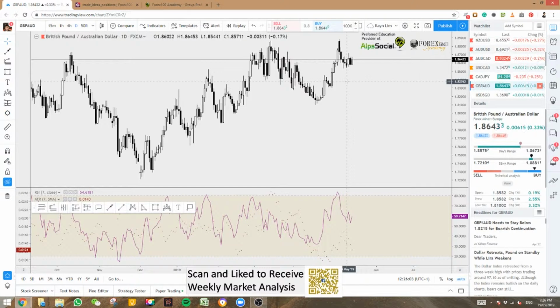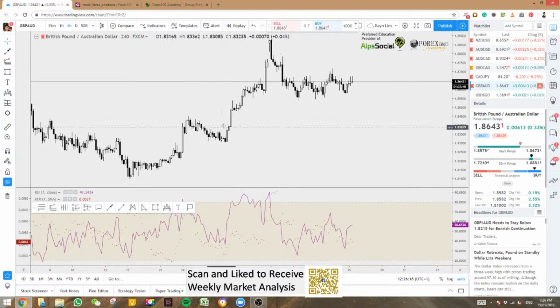On the daily chart, on Pound Aussie, our last pair, the market did retest the previous high. Look carefully, it did not break and close above the high, so it does give a selling opportunity. To the 4-hour chart, there's a spike over here, then it goes into consolidation.